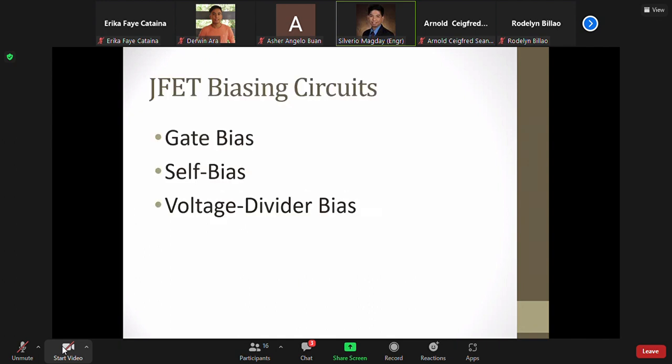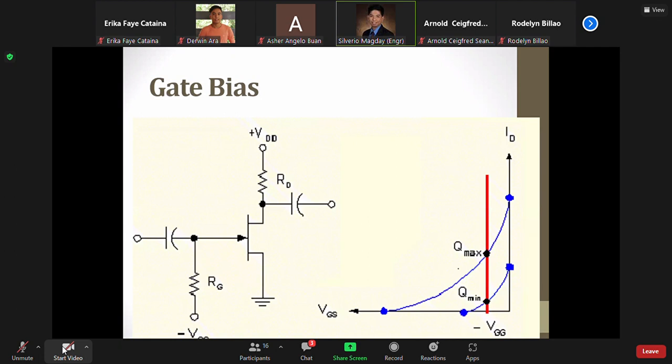Okay, JFET biasing circuits. So we have gate, self, and then voltage divider bias. Just like sa BJT. Ito madali na lang kasi mabilis lang dito sa FET. At pag gate bias, so yung JFET counterpart is yung base biasing. So yan nga, ito yung configuration for the circuit. And then yung DC bias line represents now, and yung red, all of the possible Q point or the operating point ng FET naman for a gate bias.